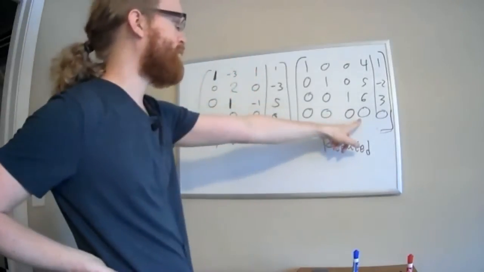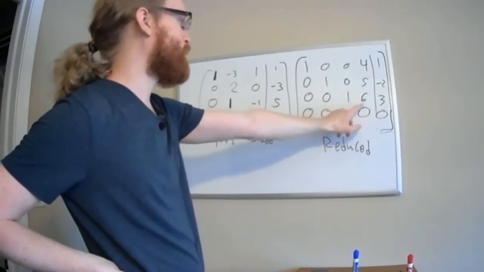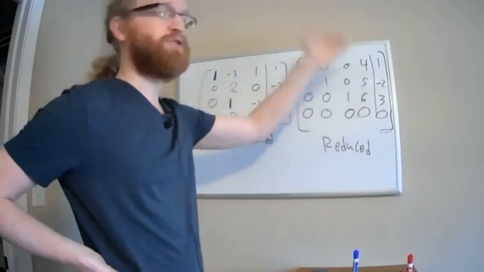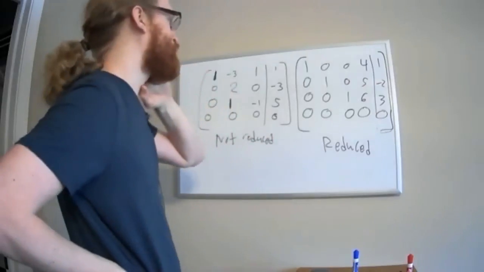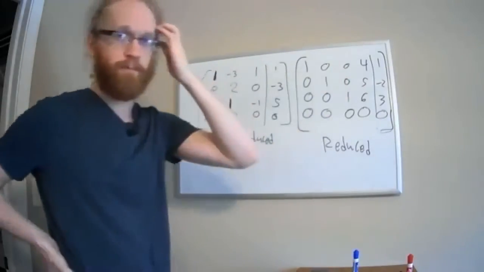This column here doesn't have a leading one, so it doesn't really matter what goes on up here above the zeros. It can just be a bunch of junk. It could be any numbers. And the only thing that'll change is the equations that you will get.